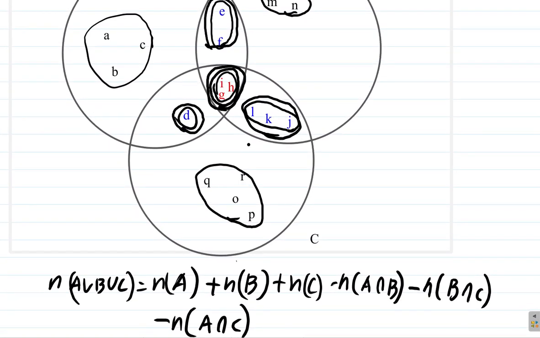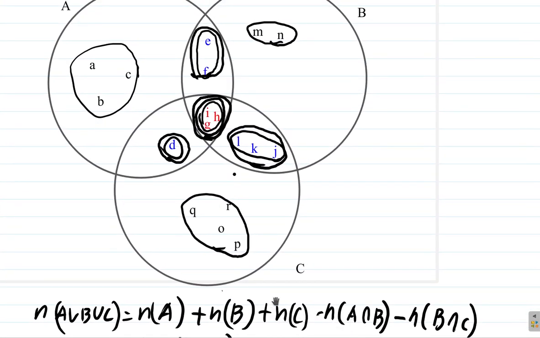So let's erase. Let's do some erasing. We removed the number of elements in A intersect B once in order to correct our double counting. So we correct that here and we correct this here. Good.